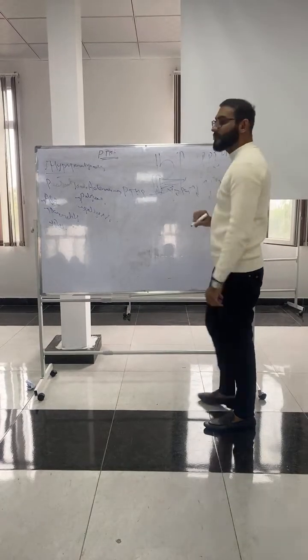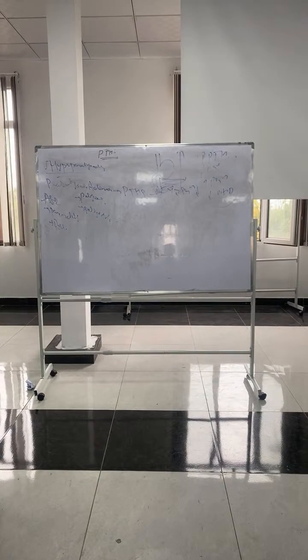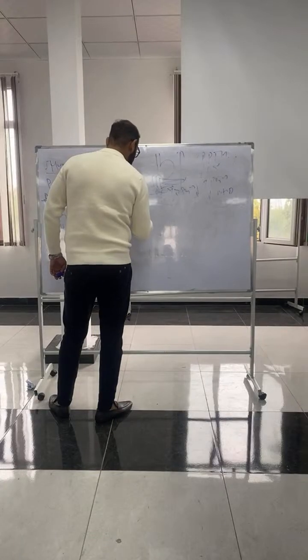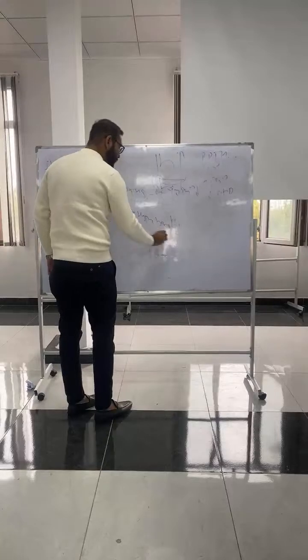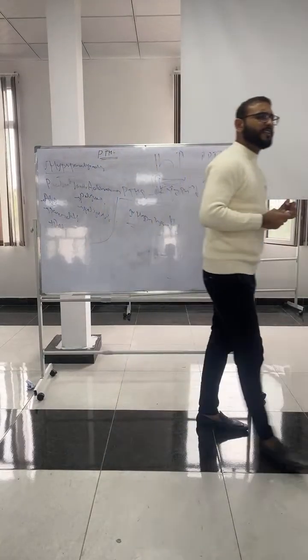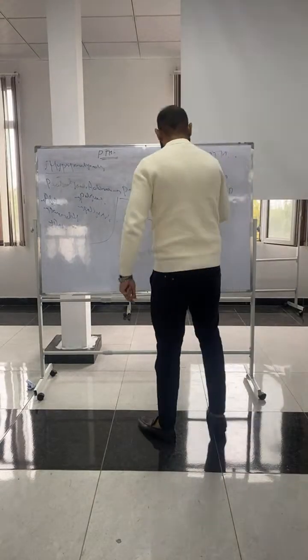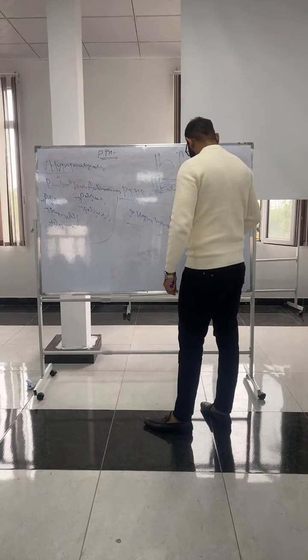Another, if we are seeing the labs of primary hyperparathyroidism, what will be the findings in a patient of primary hyperparathyroidism? Lab findings: increased PTH, increased calcium, decreased phosphate.